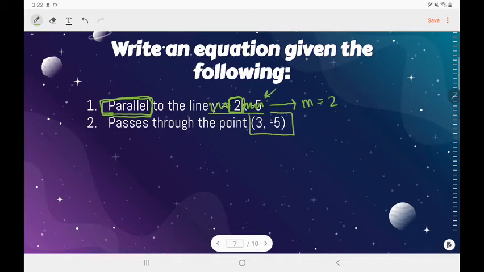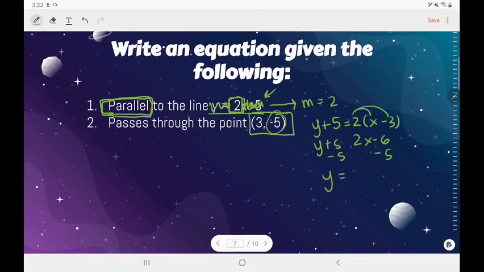And here is the point that I would like it to go through. The y-intercept on the previous line does not matter. I'm going to use either my point slope or my b method to solve. So let's suppose I use my point slope method. y minus negative 5, so y plus 5 equals 2 times x minus 3. Distribute. 2x minus 6. y plus 5, minus 5 from both sides, y equals 2x minus 11.